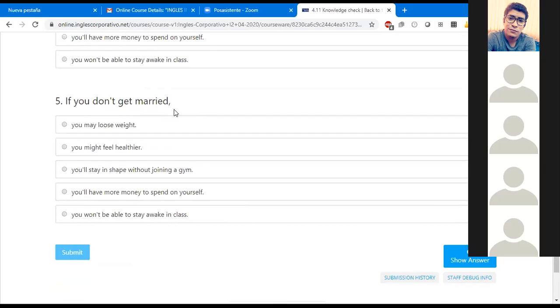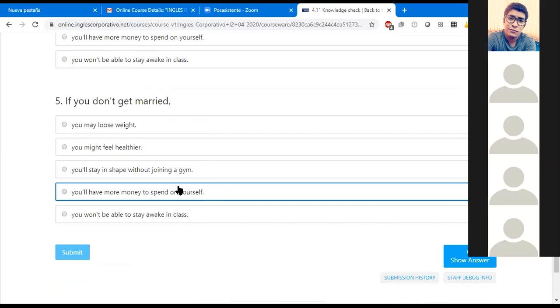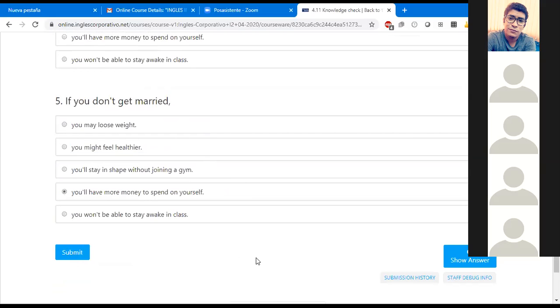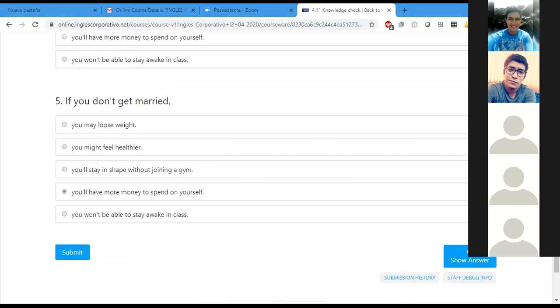If you don't get married, you will have more money. You'll have more money to spend on yourself. You will travel, buy a good car. You will be happy.